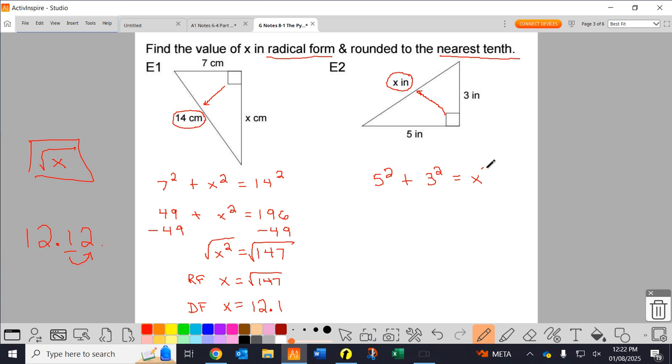Okay. 5 squared is going to be what? 25. 3 squared, that's 9. And then that's equal to x squared. What is 25 plus 9? 34 equals x squared. Okay, guys, to undo the square, you're going to take the square root of both sides.